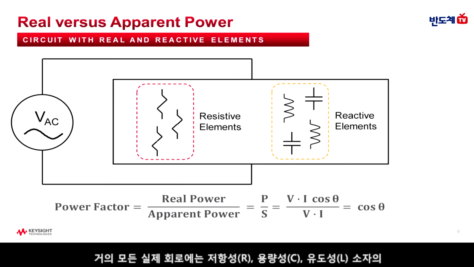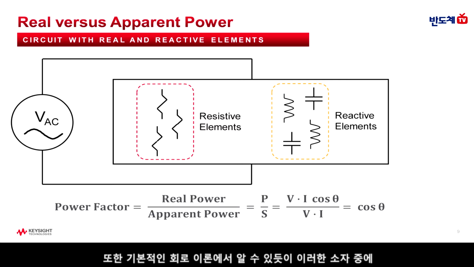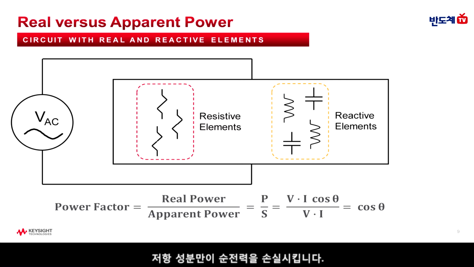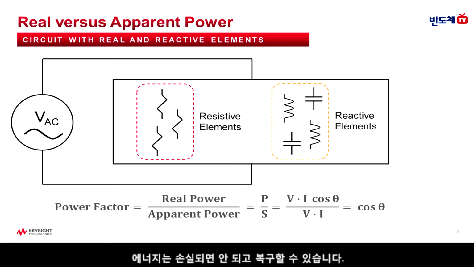Virtually all practical circuits contain resistive, capacitive, and inductive elements in some combination. And we also know from basic circuit theory that of these elements, only the resistive elements dissipate net power. Of course, the capacitive and inductive components store energy, but at least for ideal elements, that energy shouldn't be dissipated and can be recovered. But again, for the circuit to function, enough power must be supplied to the circuit to satisfy both the resistive and reactive components. And for me, at least, this gets to the essence of understanding what is meant by real versus apparent power.